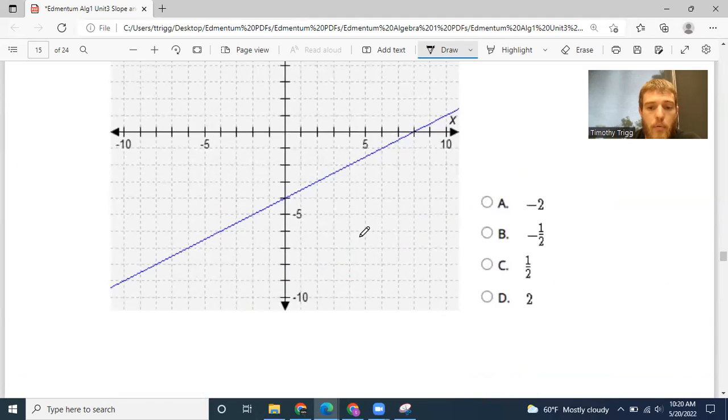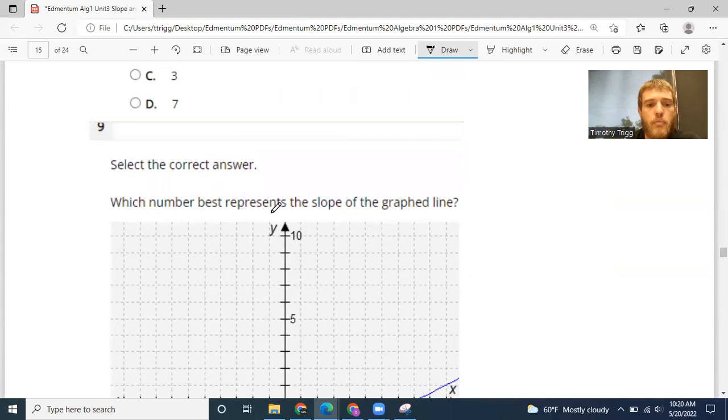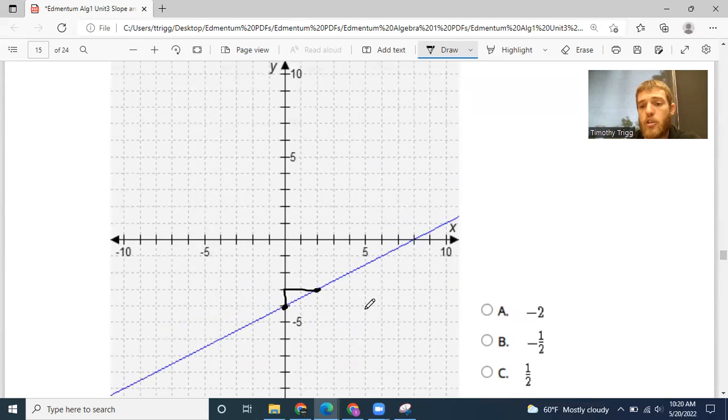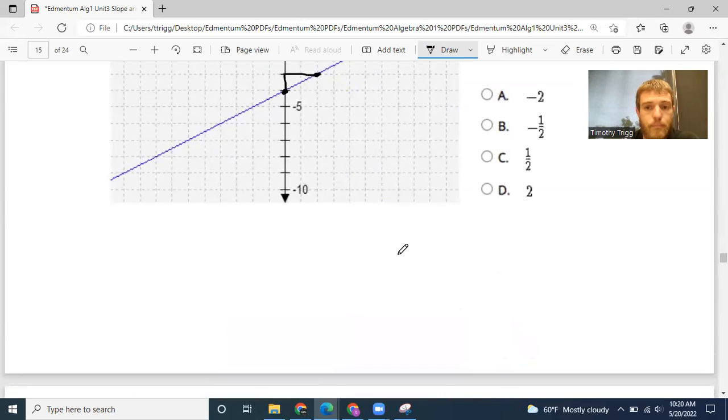Which number best represents the slope of this graphed line? So one thing we could do is we can just look at 2 coordinate points, find the rise over run. So what's the rise? What's the run? Write it as a fraction. Now, by the way, for this line, do you think it'll have a positive slope or a negative slope? Think about that too.